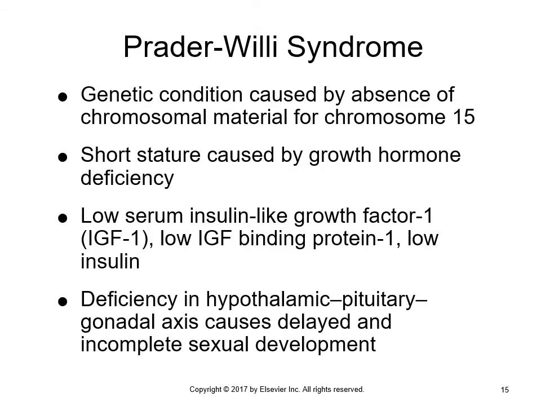All right, so we'll talk about Prader-Willi syndrome. It's a genetic condition caused by an absence of chromosomal material for chromosome 15. We're going to see short stature caused by growth hormone deficiency. We're going to see low serum insulin-like growth factor 1, low IGF-1, and low IGF binding protein 1, and low insulin. And so we're going to see a deficiency in the hypothalamic-pituitary-gonadal axis.